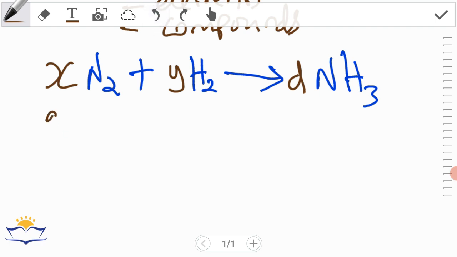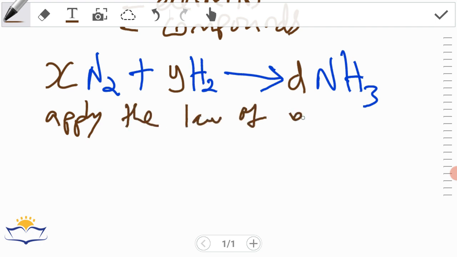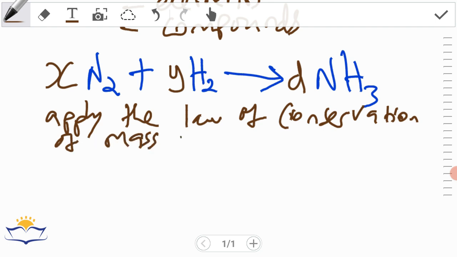From there we can now apply the law of conservation of mass or matter. Some people call it that. The law of conservation of matter, the law of conservation of mass, you name it.